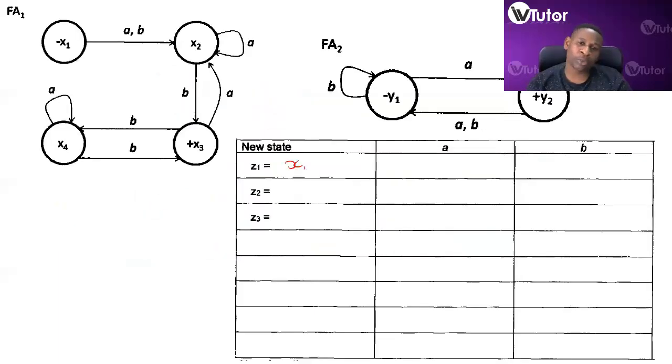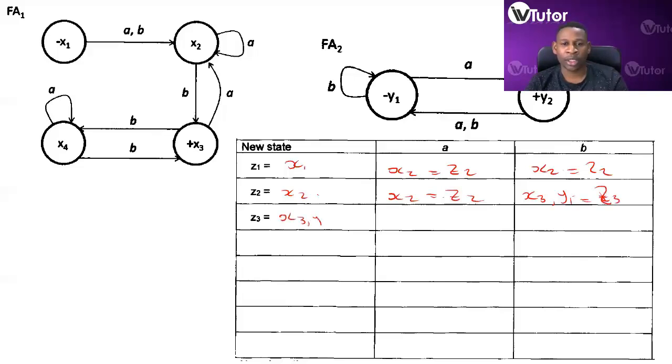So we said X1 will be equal to Z1. If you're in X1 and you encounter an A, you go to X2. So this will be equal to Z2. If you're in X2 and you encounter an A, you go to X2. If you're in X2 and you encounter a B, you go to X3, which is the final state, equivalent to Y1, okay? Then you stay in Z2 and here you're going to Z3, so equivalent to X3, Y1.